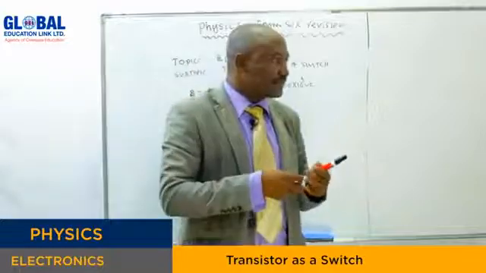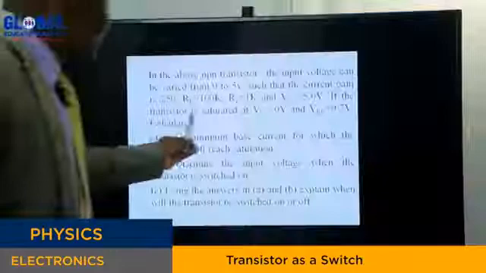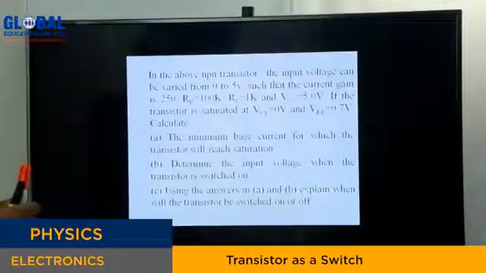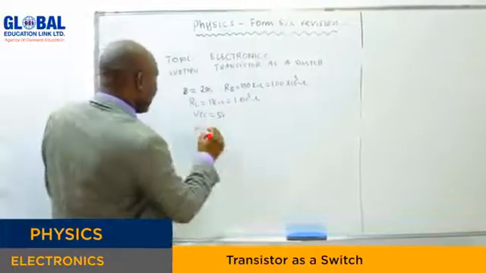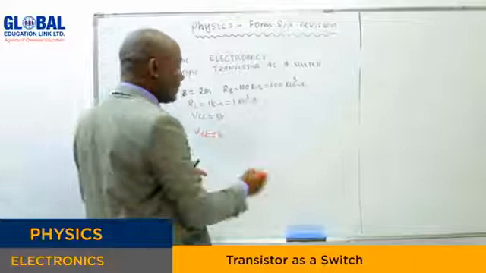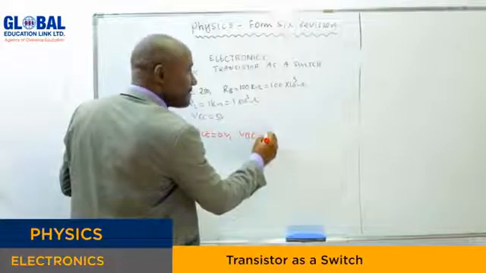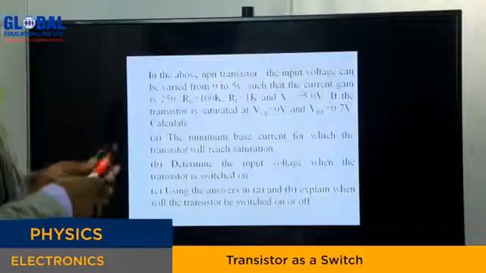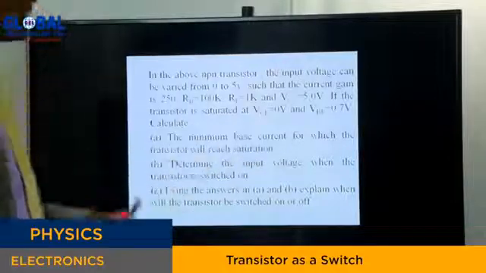That's the information you have, but the question doesn't end there. The question says, if the transistor is saturated, we know that VCE equals 0. We are given VBE equals 0.7. We are required to find the minimum base current for which the transistor will reach saturation.